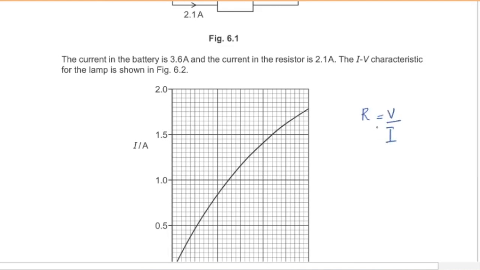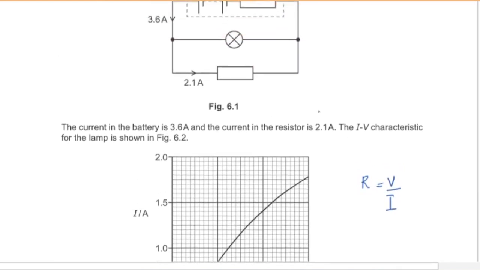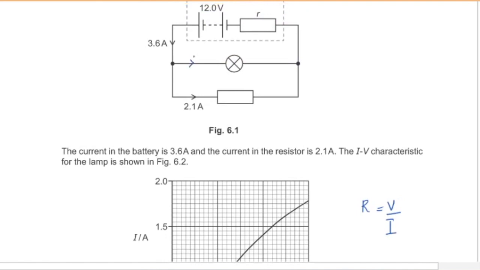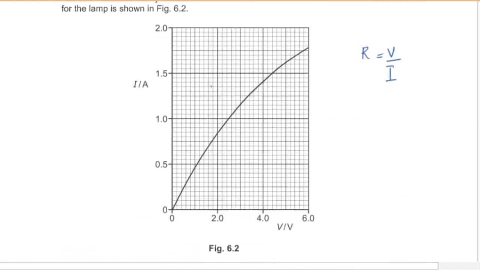So when the current in the resistor is 2.1 amperes, this means that the current across the lamp is equal to the difference between 3.6 and 2.1, which is 1.5 amperes. Now 1.5 amperes of current across the lamp means that 4.4 volts of PD is across the lamp. So 4.4 PD and 1.5 amperes of current, this is equal to 2.93 ohms.